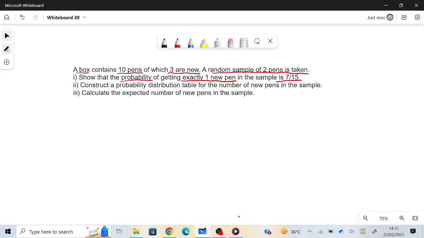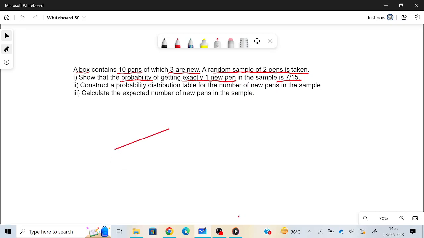So constructing our tree diagram for this, I can say we have something like this. This is my new pen, this is my old pen, and this continues, and because it's just 2 picks, we can just end it on our second branch. It's new, old, new, old.